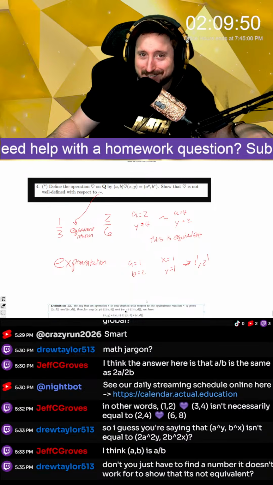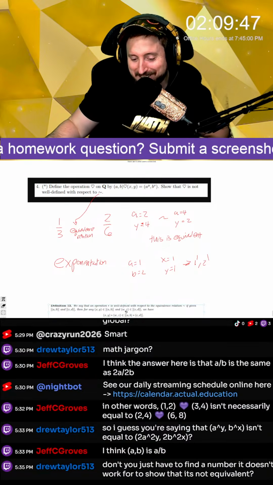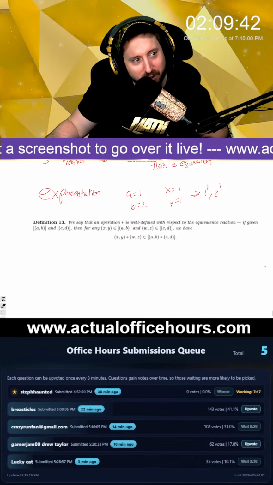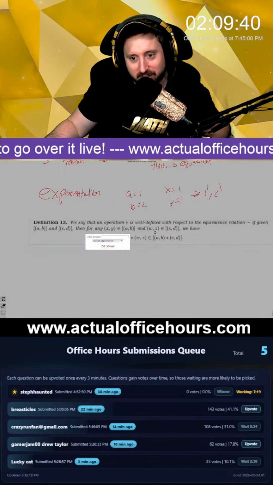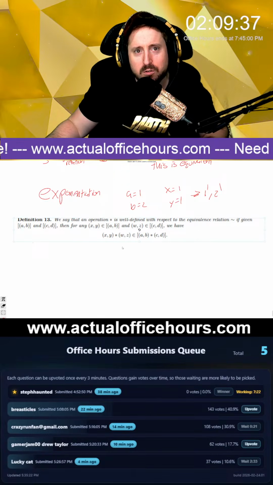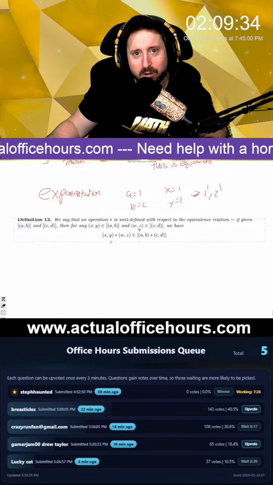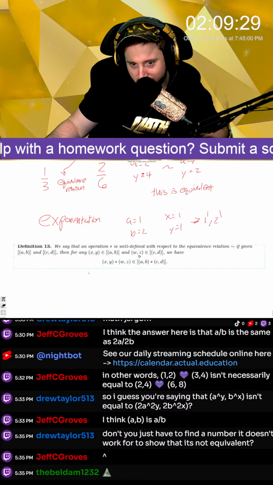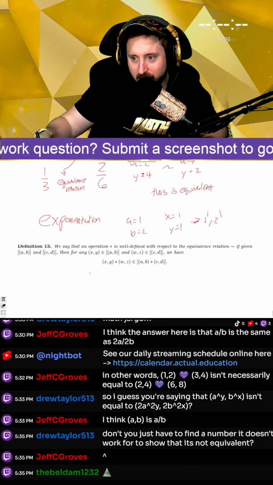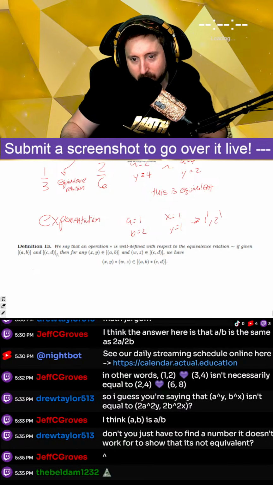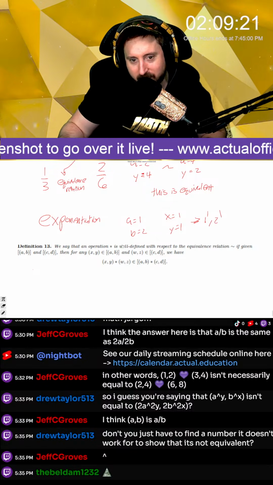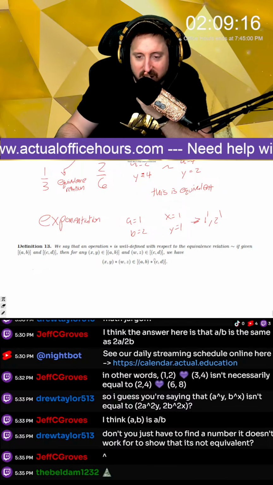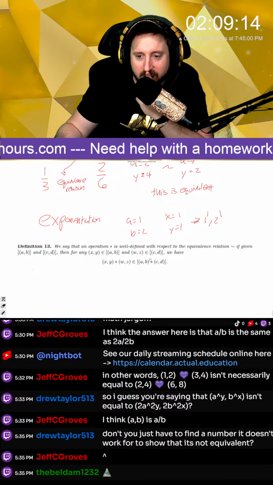I'm trying to follow all the letters. Too many letters in this thing. Okay, but yeah, all right. This is what Haunted said. Haunted, this is the hint you were talking about, right? Don't you just have to find a number it doesn't work for to show that it's not equivalent? Sure. Okay. We say that it is well defined with respect to equivalence if, given two points, for any (X,Y) in (A,B) and every (W,Z) in (C,D), then, oh, okay.